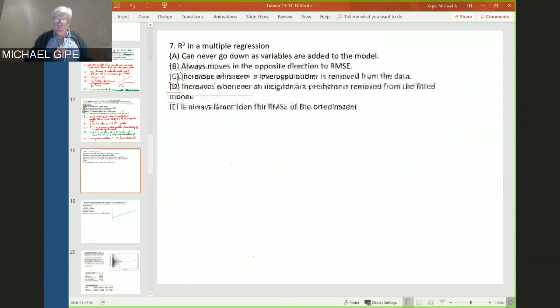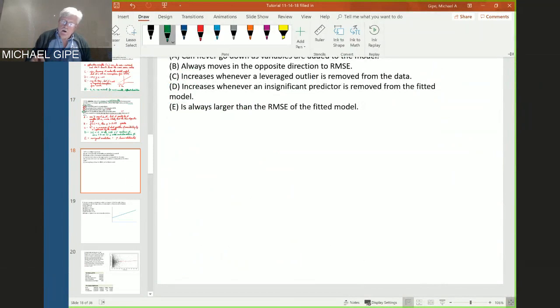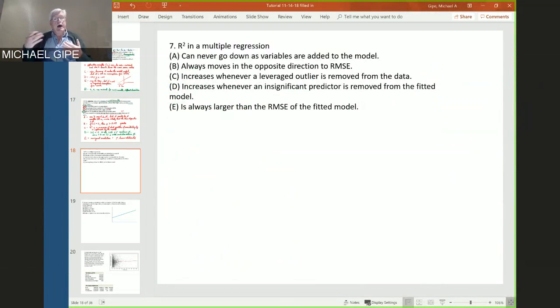Any questions? If not, we'll go on to question 7. R squared in a multiple regression. Remember, R squared is what portion of the variability in Y is explained by this model. And one thing that we learn, we memorize, is that when you add another variable to the model, you don't detract from the value of the existing variables in the model. So it can never go down as you add a new variable.